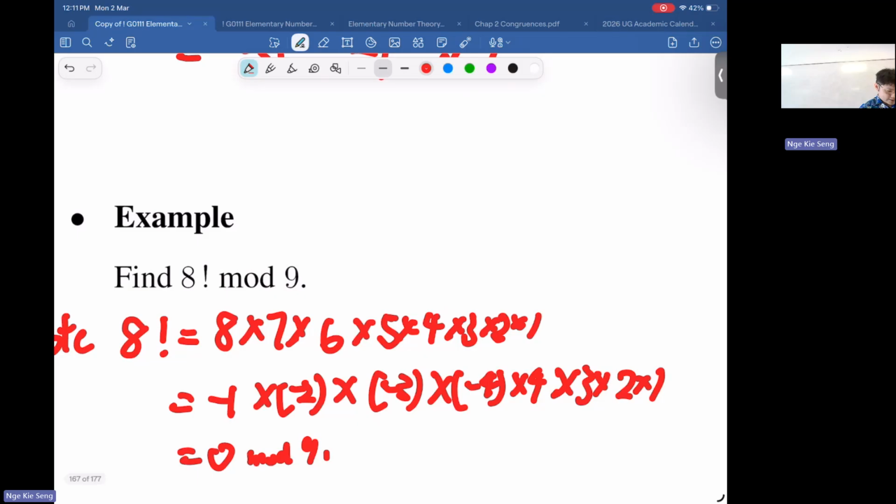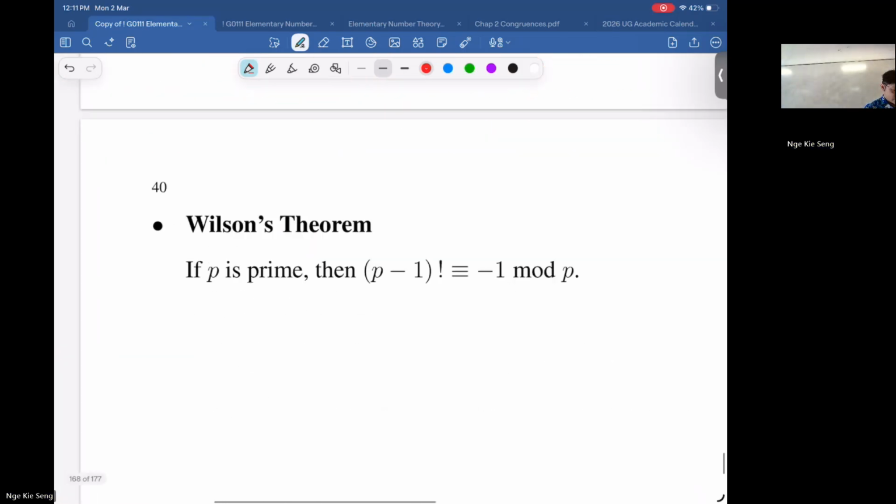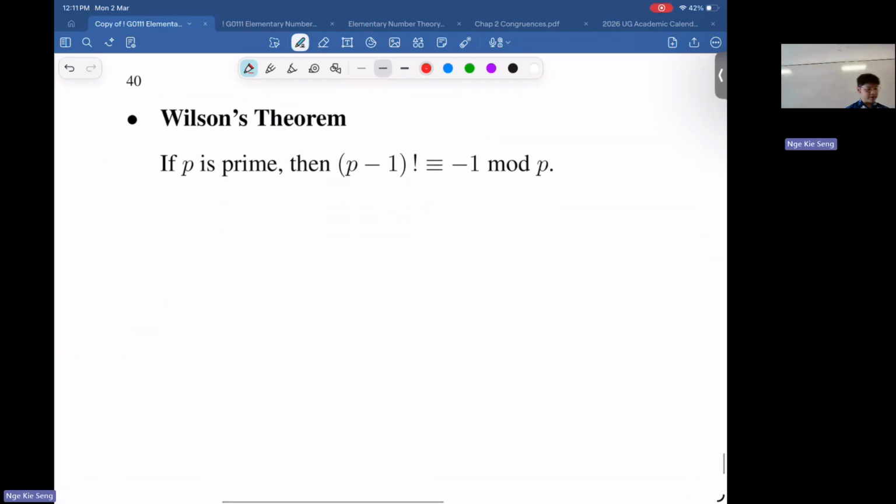So instead, what do you do? First we have this Wilson theorem saying that if P is a prime, then P - 1 factorial is congruent to -1 mod P.